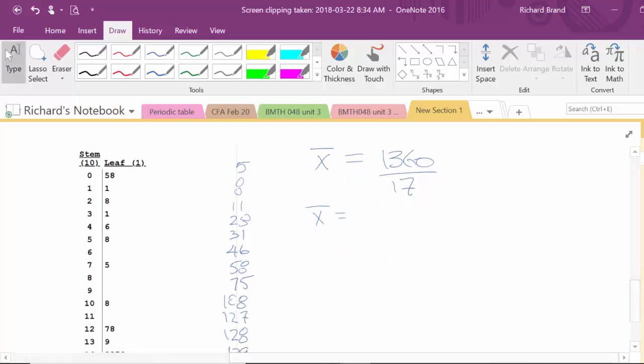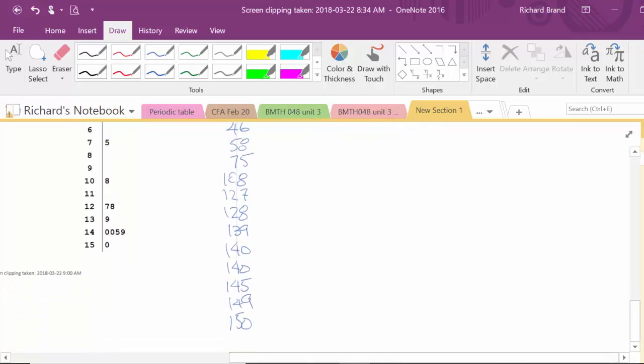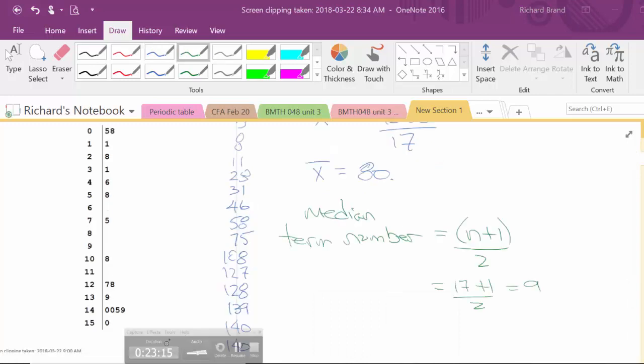Well, I've taken all the data from the stem leaf plot and I ranked the scores from lowest to highest. There they are. I added up all of the scores and I got a total of 1,360. To get the mean, I take the total and divide it by the number of terms. Well, there are 17 terms. So the mean turns out to be 80, dead even. 80 is the mean. Okay, now I'm going to calculate the median.